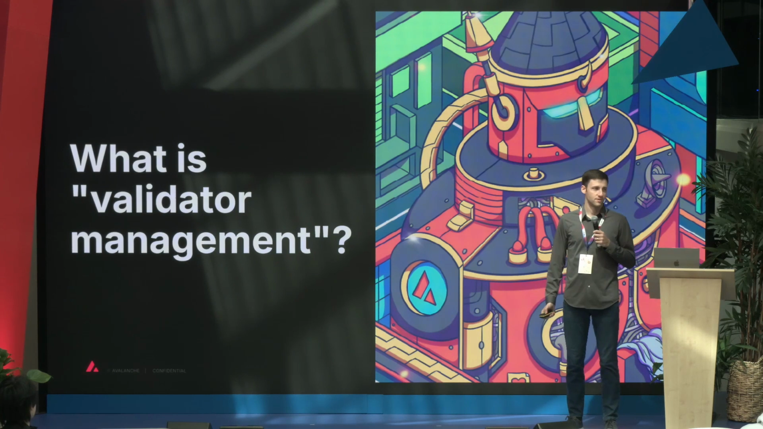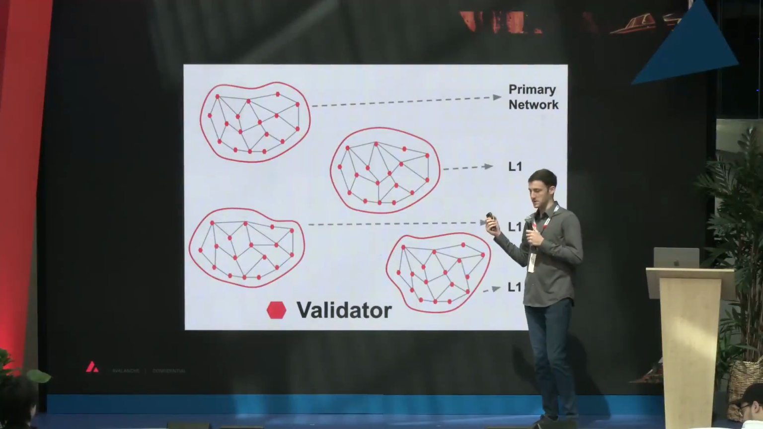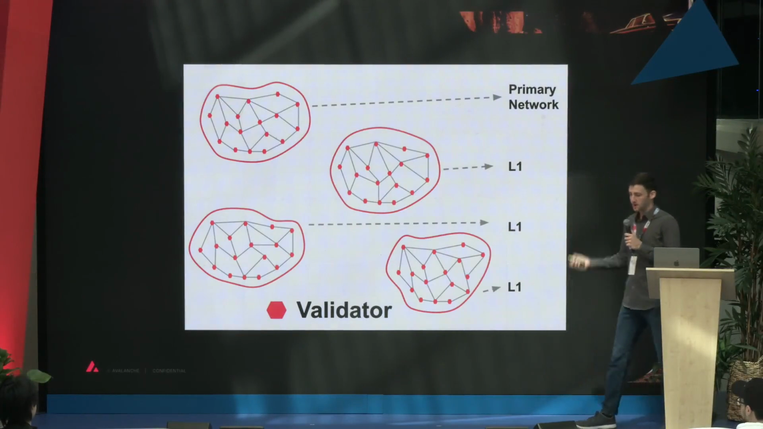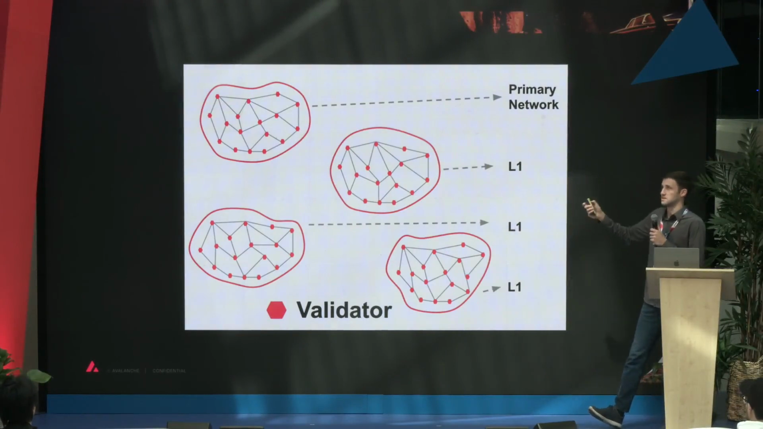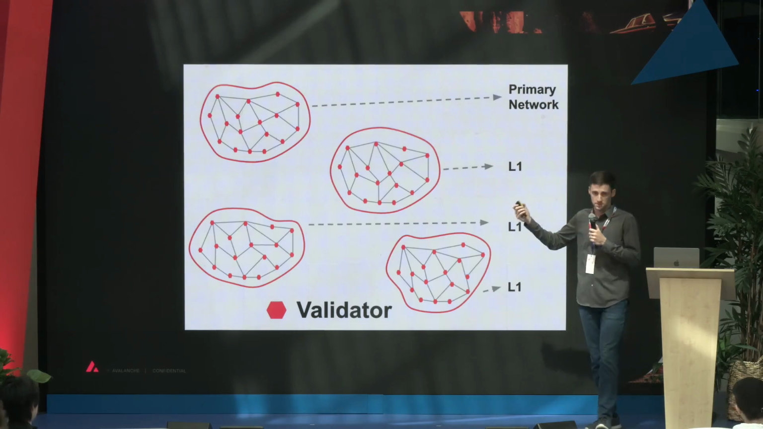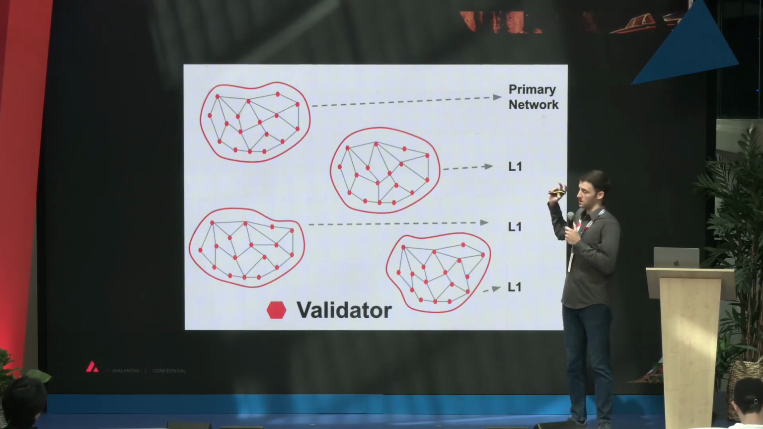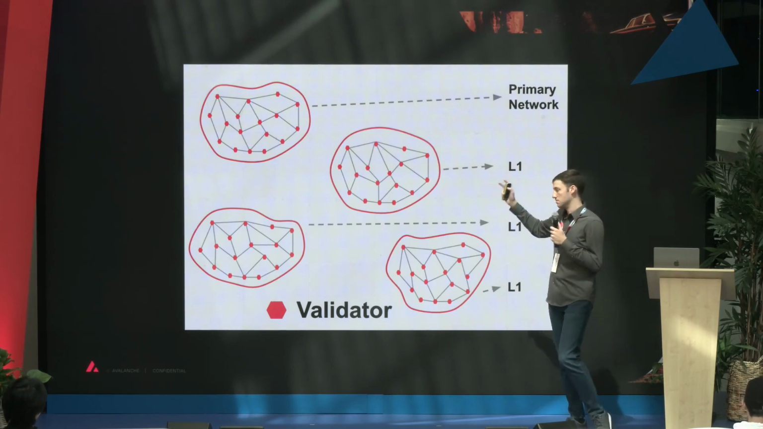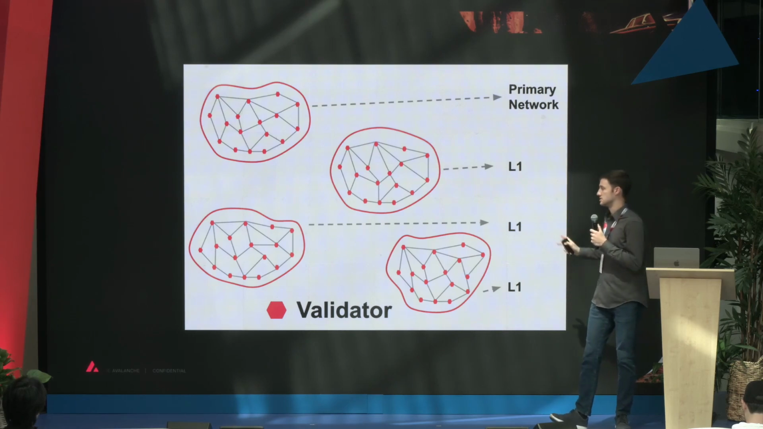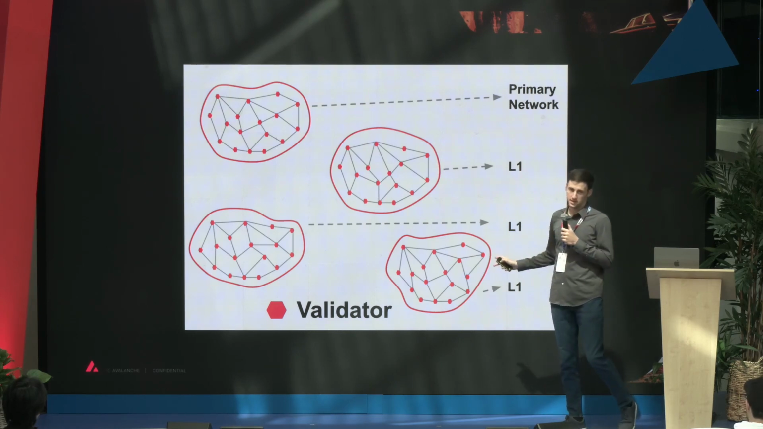So to get started, first we want to make sure we're all on the same page as far as what we mean when we say validator management. I think it's a pretty broad term. Hopefully most of you here are familiar with this general network architecture for Avalanche, where we have the primary network, including the X, P, and C chains, where all of the validators are registered on the P-chain. That's where AVAX is staked to become a primary network validator. But then we also have all of these L1 chains with their own independent validator sets.